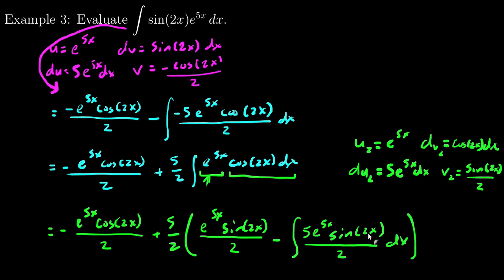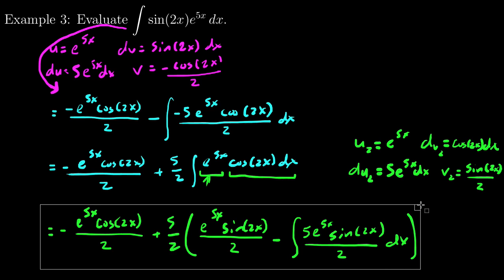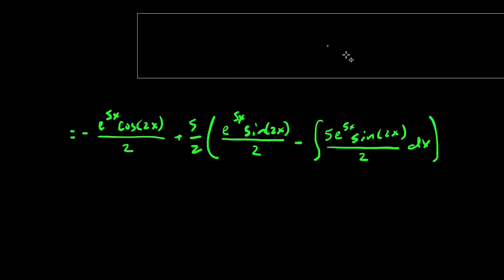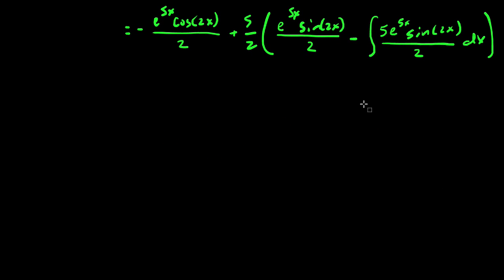And here's the wonderful little trick. I see e to the 5x sine 2x. I have sine 2x e to the 5x. It's the same thing. So let me bring this over to another slide and then finish off this problem. I'll copy this over, and I'll write what the original problem was. The original problem was I wanted to find the antiderivative of sine of 2x e to the 5x dx.